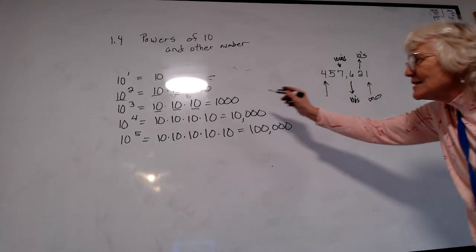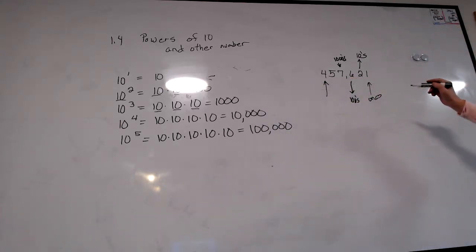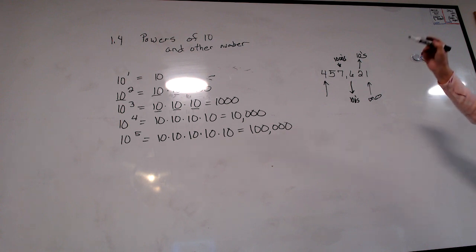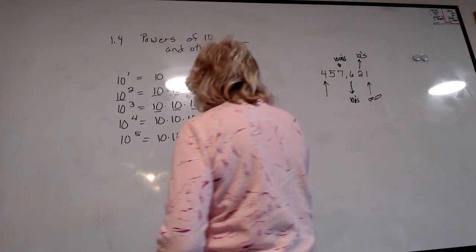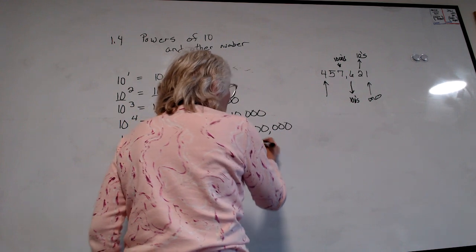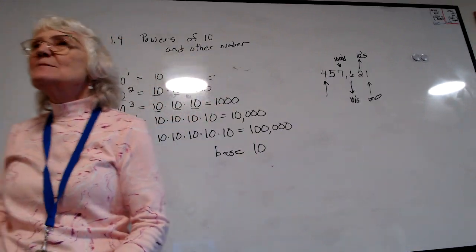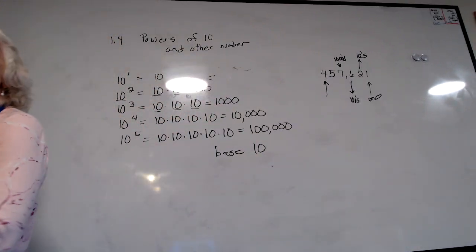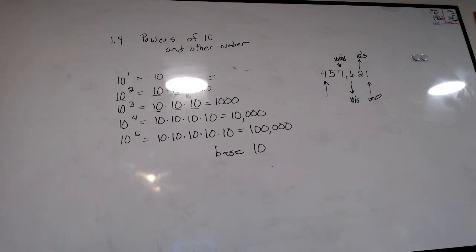These are actually the place values of our numbers. Okay? The powers of 10 are actually the place values for our number system. We are called a base 10 number system. That means the base is 10. And every time you go up to the next place value, it's multiplied by 10.